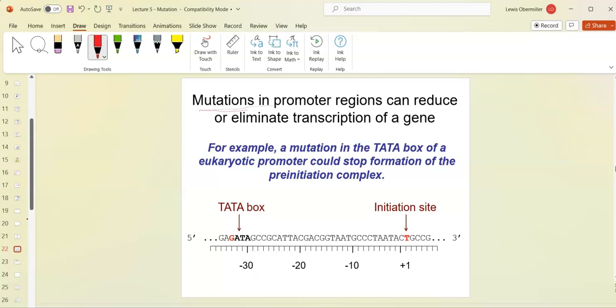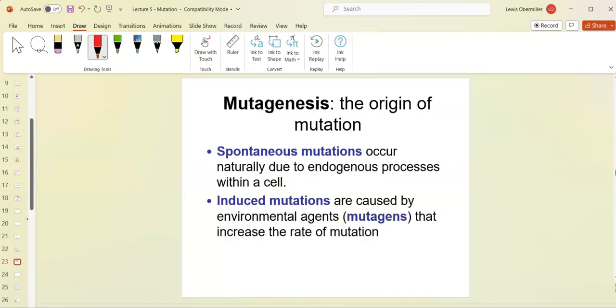So we can have mutations in promoters too, and that can eliminate or reduce the transcription of a gene. Remember, we have all these transcription factors that have to locate regions and bind to them, like the TATA binding protein. So if this is mutated, this wouldn't recognize it. We wouldn't have the transcription factor present, and that wouldn't be able to recruit the RNA polymerase. And if we can't recruit the RNA polymerase, we get no gene expression. Yeah. So it would stop the initiation complex.